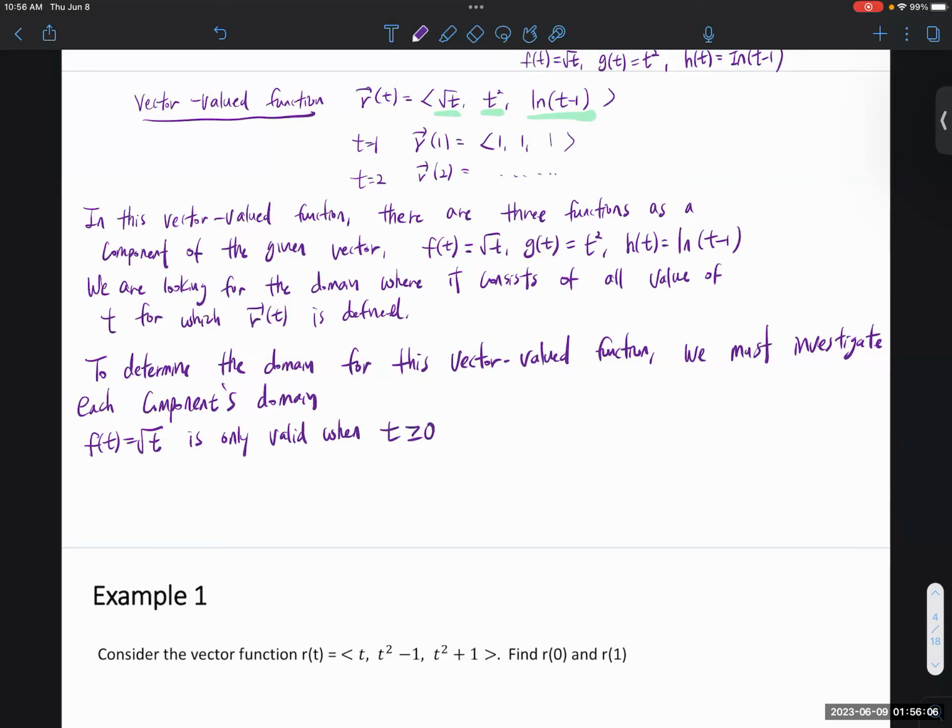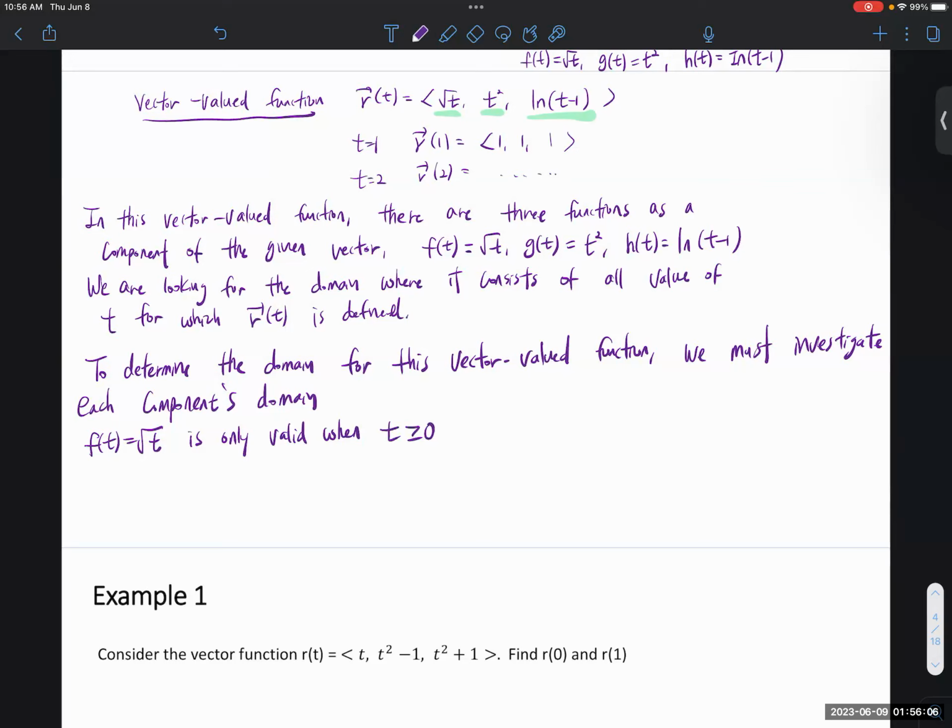So this is each component's domain, and then the commonality, the common area, is the domain of the vector valued function. It is going to be 1 to infinity, where all 3 component functions are valid. That's how we can define the vector valued function's domain and concept more specifically.